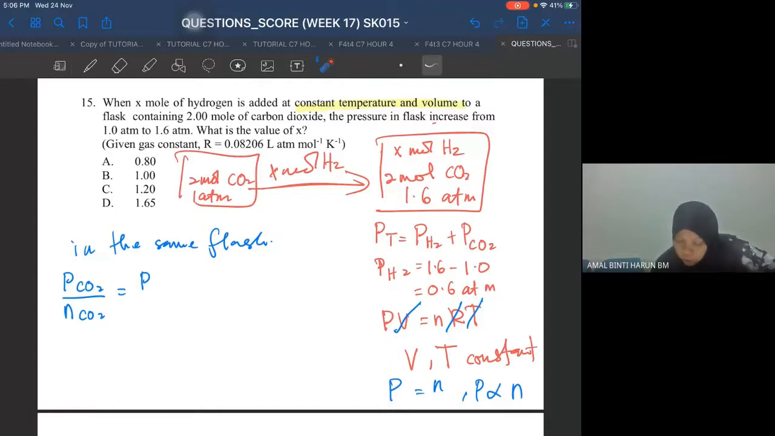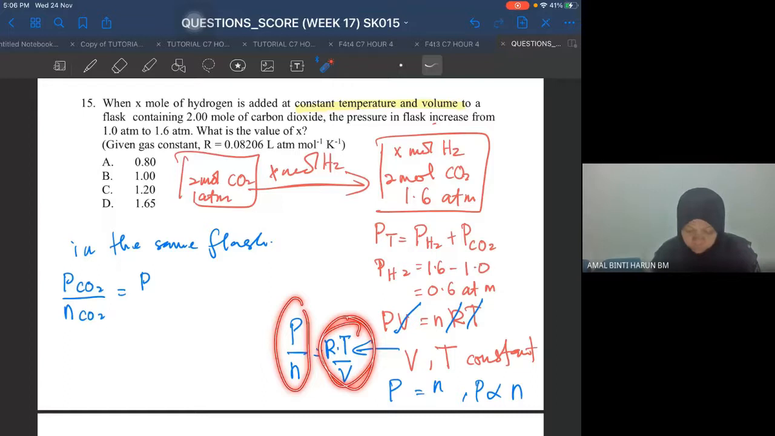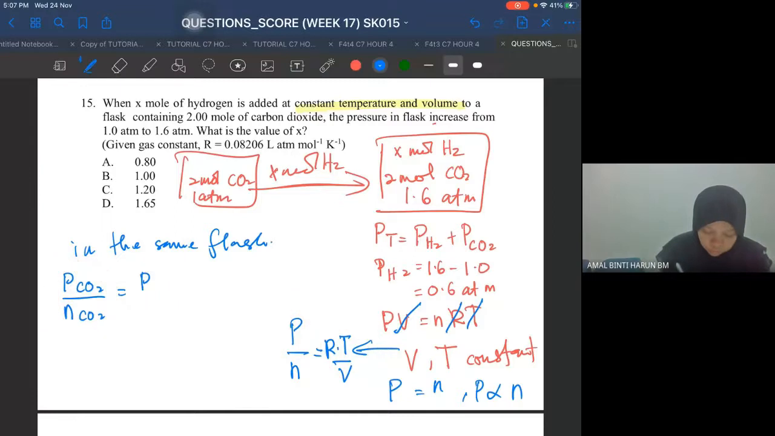Dia macam ni lah, macam ni kita dapat P over n kan. Sebab nRT ni kita bawa ke sini macam ni, you buat macam ni. P over n sama dengan constant iaitu RT over V. Ni belah ni constant. So yang ni je kita nak samakan. So ini CO2, ini hydrogen gas. So mole hydrogen gas.